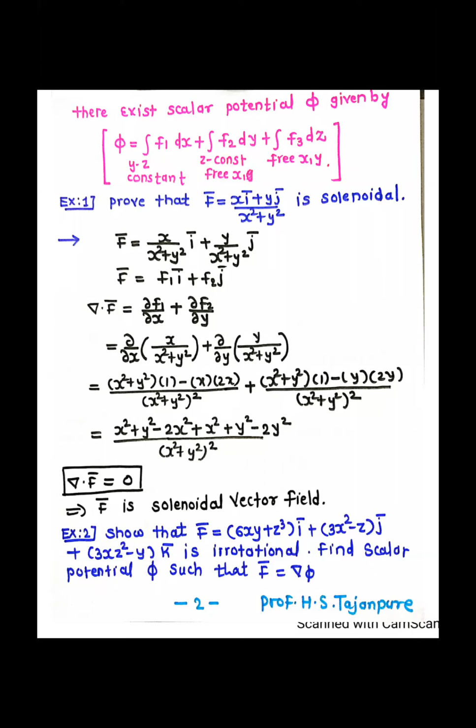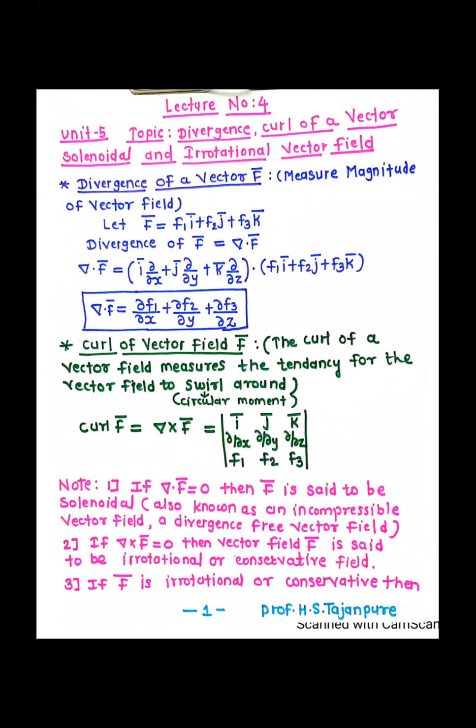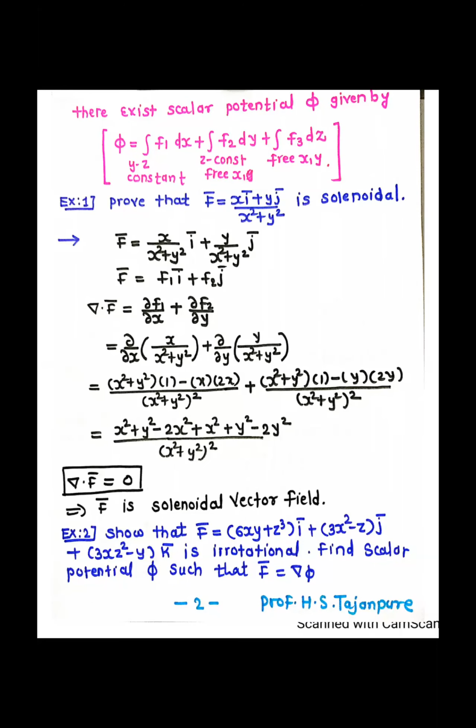We'll see in detail how to use this formula in solving the example. It will be more clear when we solve the actual example. So first of all, just recall the points. Solenoidal, that is del dot f bar equals 0. Irrotational, that is del cross f bar equals 0. And if it is irrotational, you can find phi by using this formula.